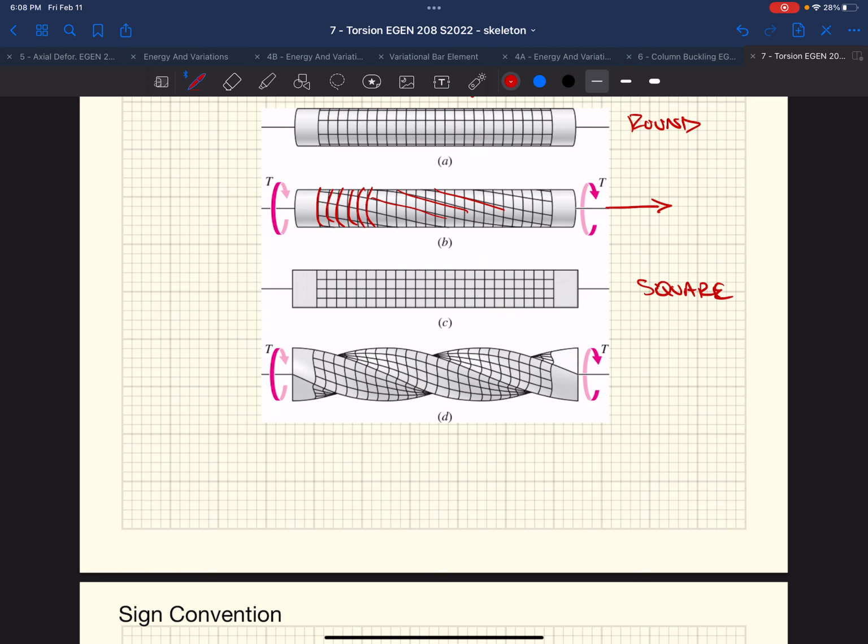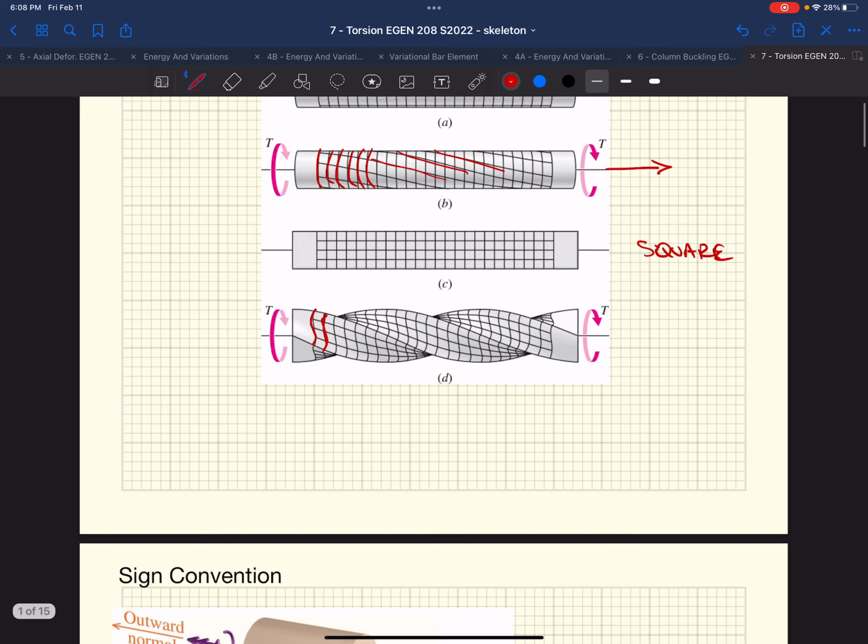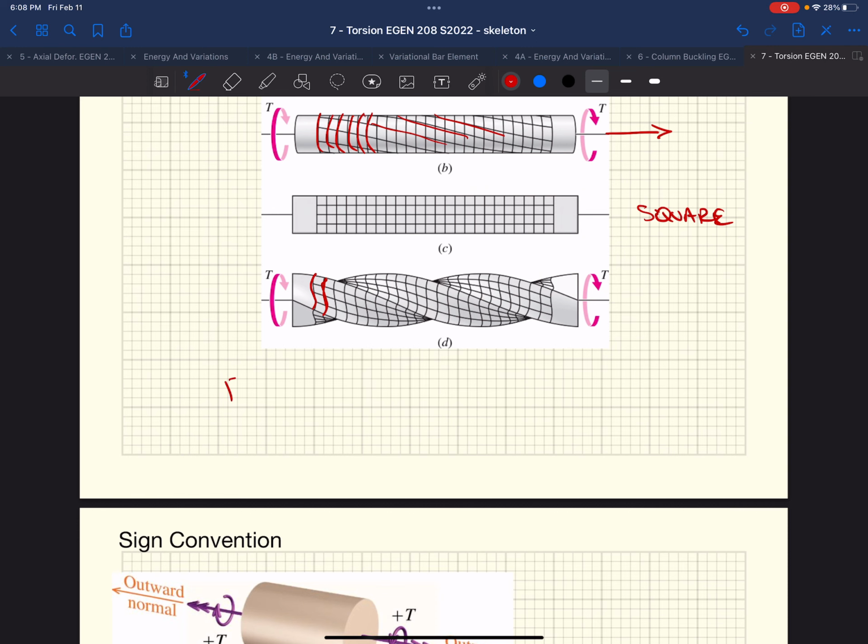A square shaft, on the other hand, as you can see here, gets what we call warping going on. So in this class, we are going to keep it simple. The principles are still there with square shafts; we just have to add some complexities to it. We're going to focus on circular shafts, and really we're going to be looking at solid and hollow circular shafts.